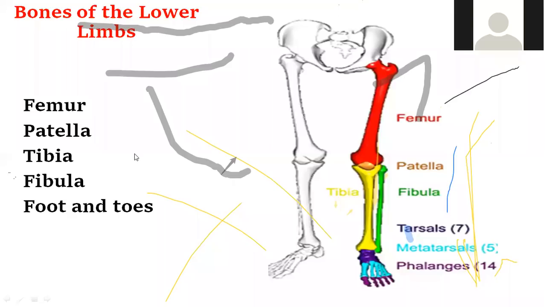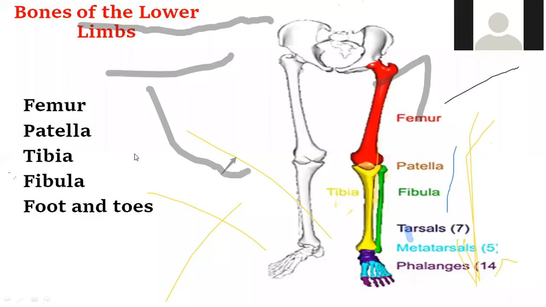The talus is part of the bones of the foot, and it articulates superiorly with the distal part of the tibia. Then it also articulates with the medial malleolus of the tibia. It articulates with the lateral malleolus of the fibula to form the ankle joint. So the talus articulates inferiorly with the calcaneus bone.